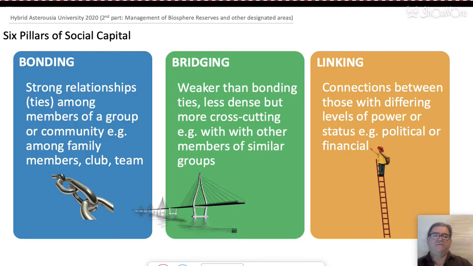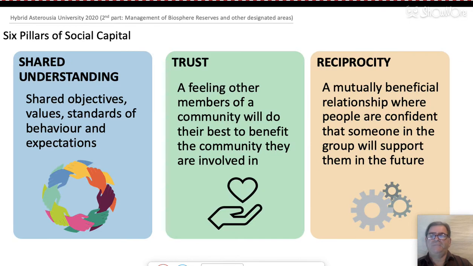So there are 6 pillars of social capital. First of all is bonding, relationships within groups and a membership of groups. So the core membership in a biosphere reserve is the team that takes it forward. Bridging is reaching beyond that core group. It's about building bridges, not just focusing in on those people that are part of the membership. And linking is the need to reach out to people who are in a position of political or financial power in order to make things happen.